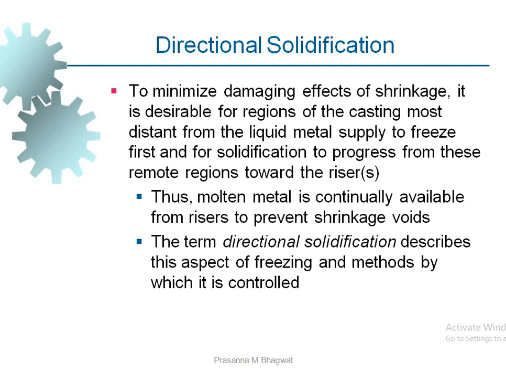To minimize the damaging effect of shrinkage, it is desirable for the region of the casting most distant from the liquid metal supply to freeze first, for solidification to progress from this remote area towards the riser. So the solidification should start from the farthest region from the liquid metal supply, and then it progresses towards the riser. Thus, molten metal is continually available from the riser to prevent the shrinkage.